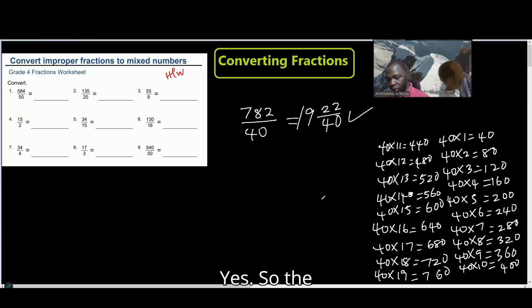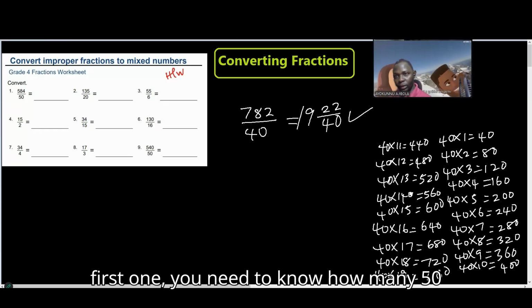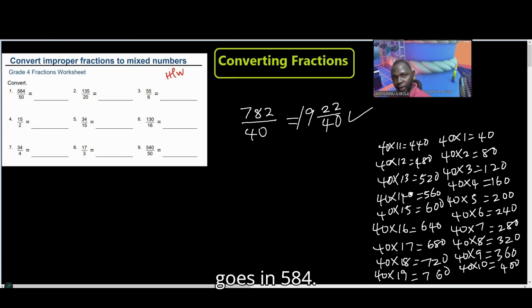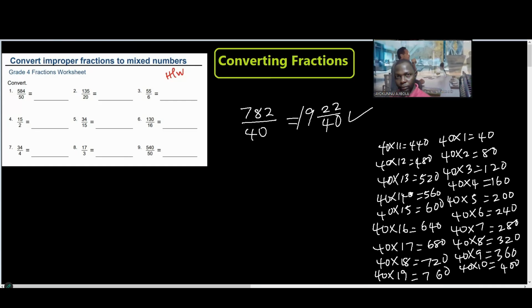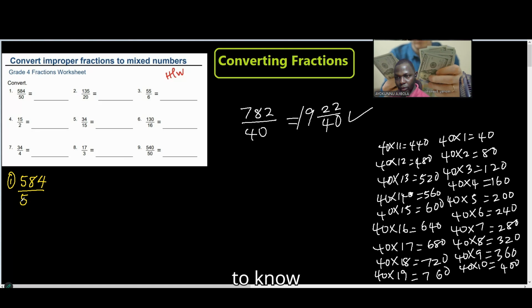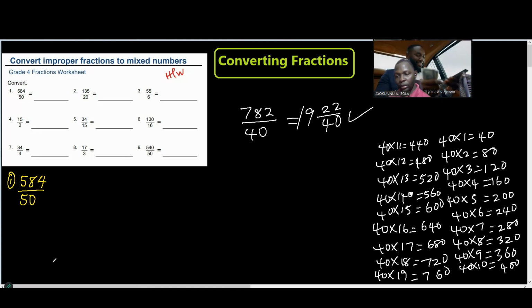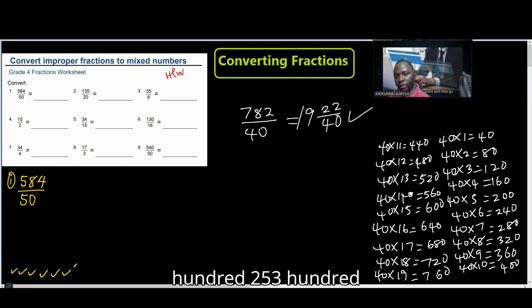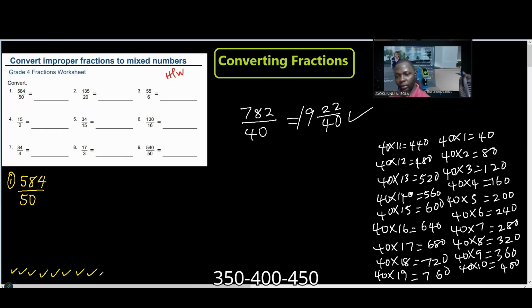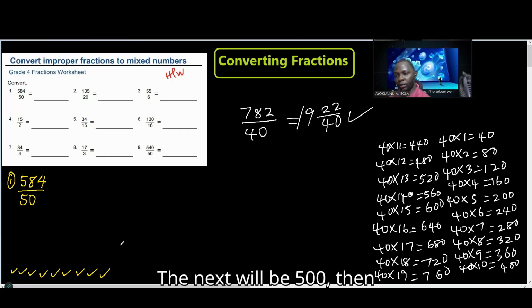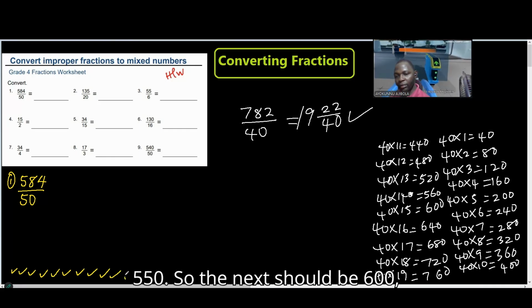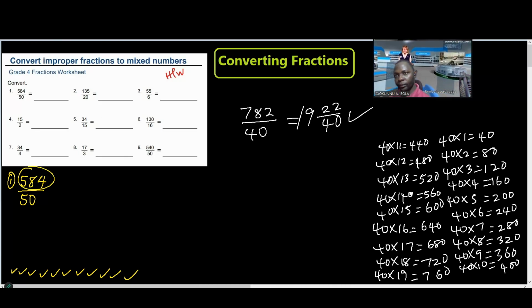Anyway, so the first one, you need to know how many 50s go in 584. So counting 50: 50, 100, 150, 200, 250, 300, 350, 400, 450. The next will be 500, then 550. The next should be 600, but it is not up to 600, okay?